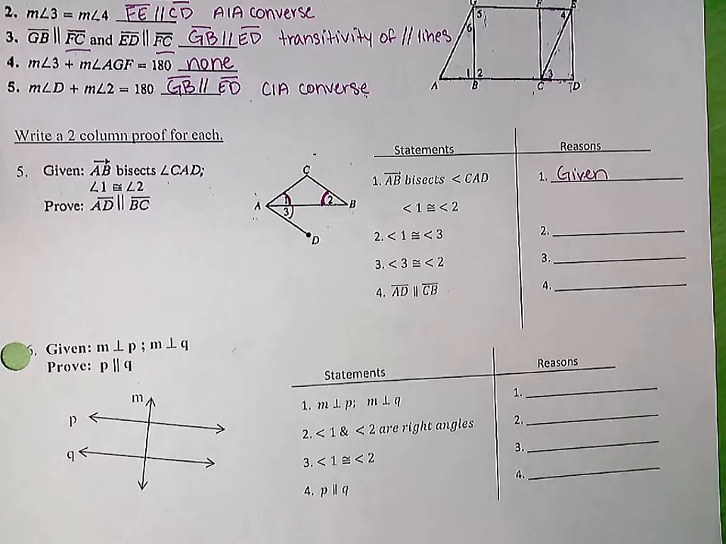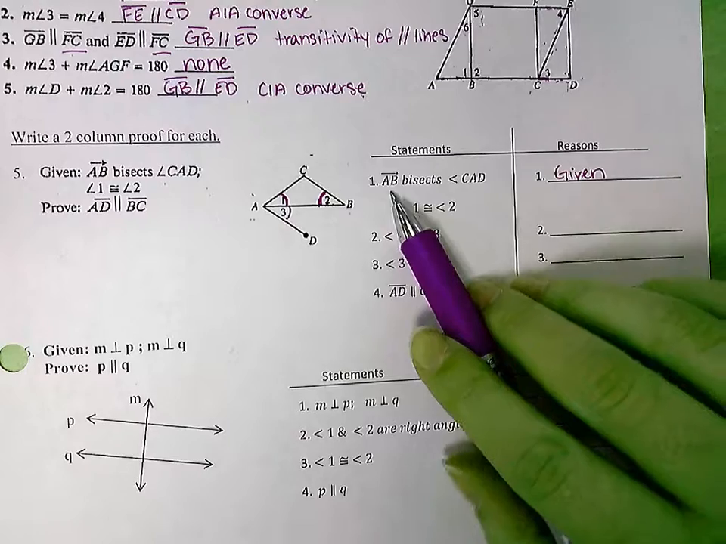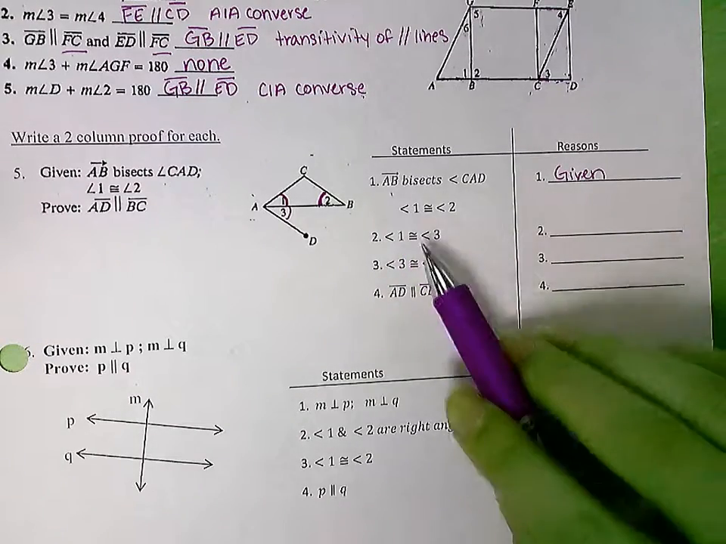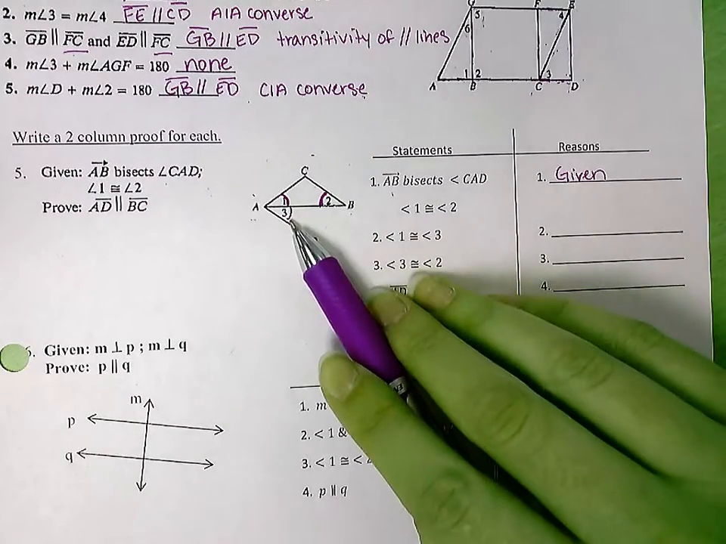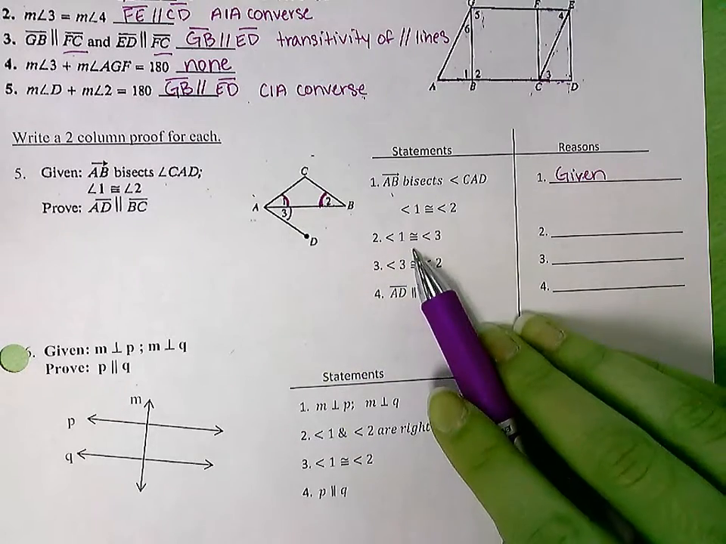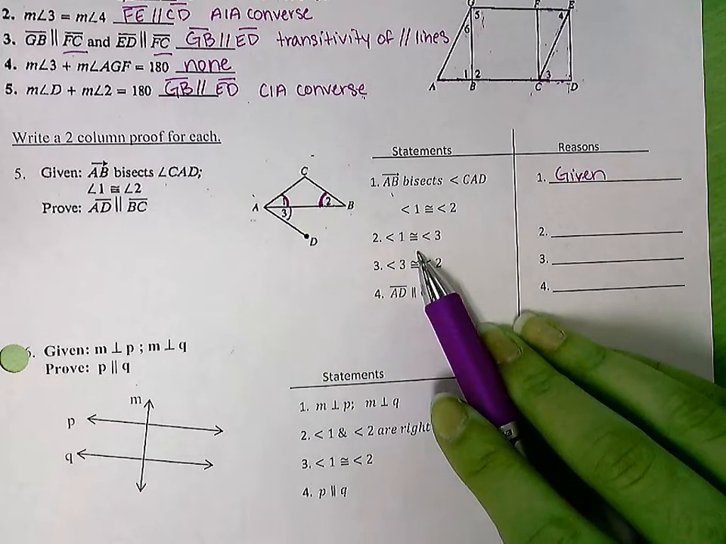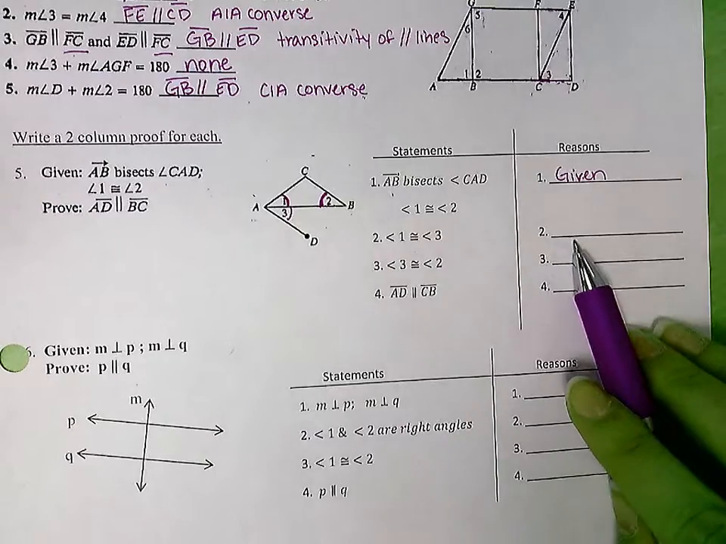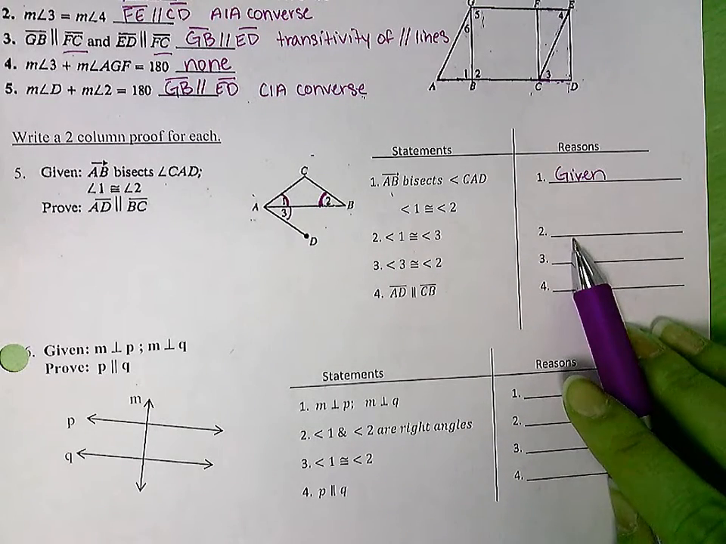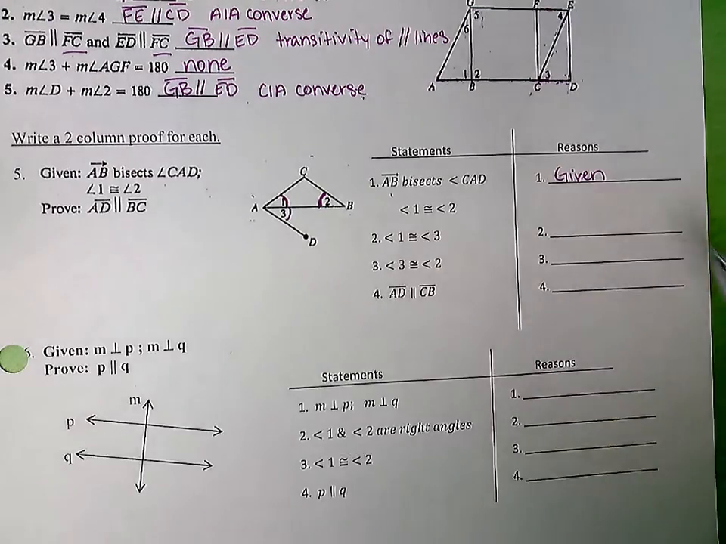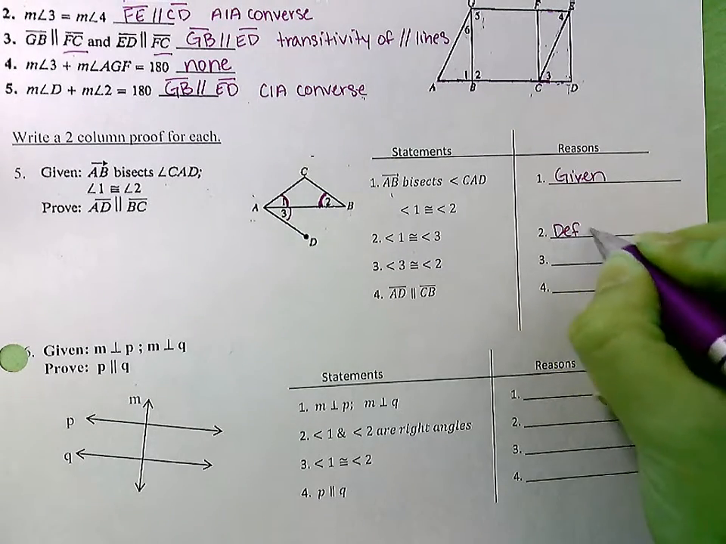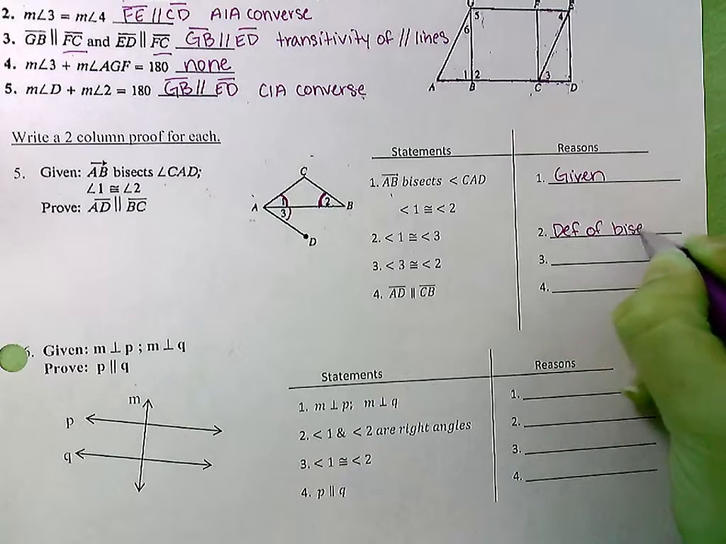Now we need to use that given information to do our next step. Well, I'm using AB bisects angle CAD. I labeled 1 and 3 congruent, so my next statement was angle 1 is congruent to angle 3. Why did I label those two angles congruent? Because I had a bisector, so I'm going to use definition of bisect.